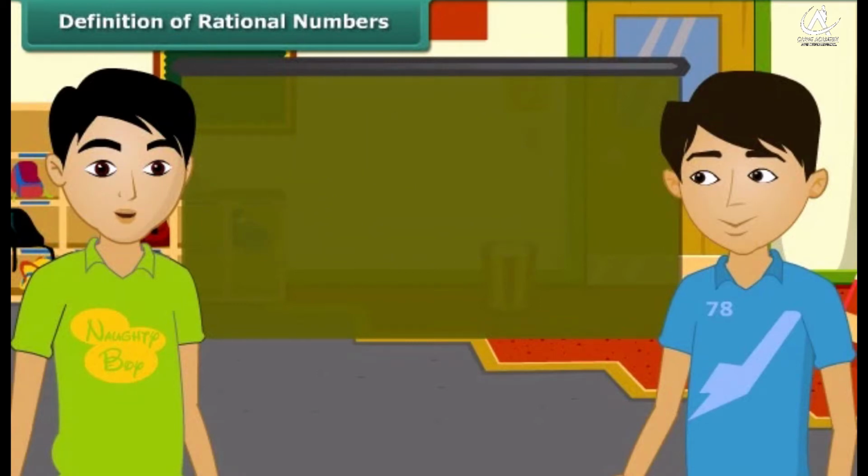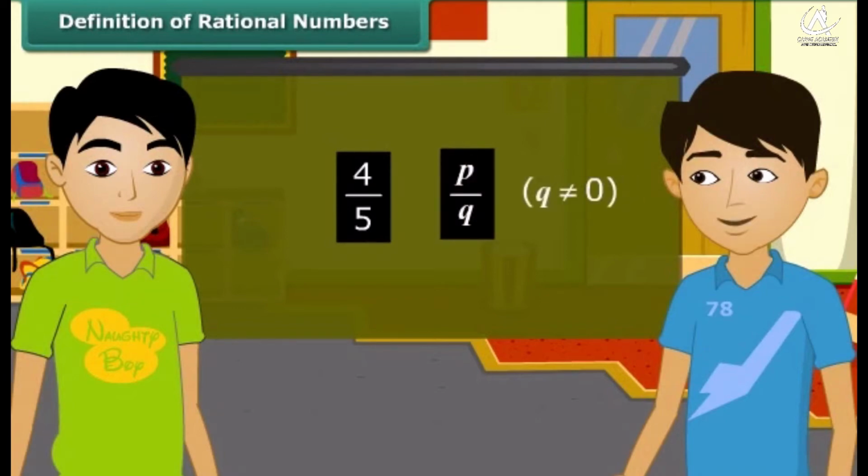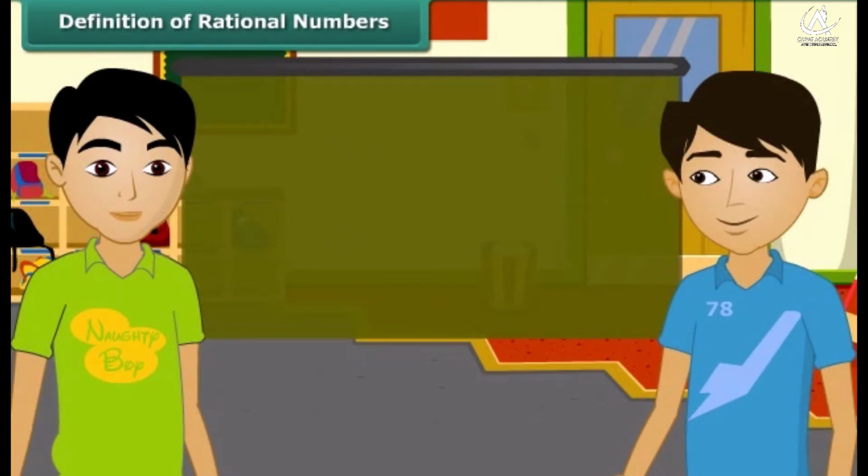Rahul, now you tell. Is 4/5 a rational number? Yes, 4/5 is a rational number because it is in the form p/q, where q is not equal to 0. And is -3/4 also a rational number? Yes, because p is equal to -3 and q is equal to 4, and both are integers.